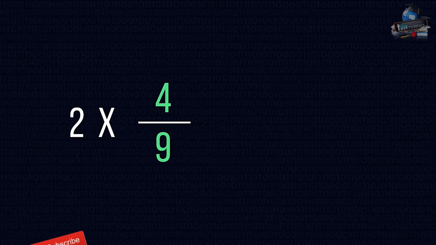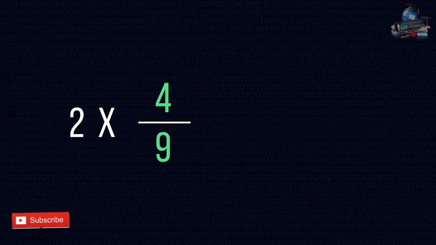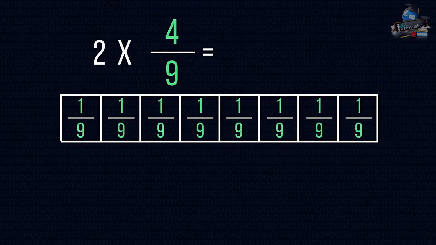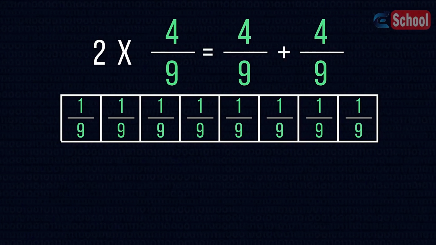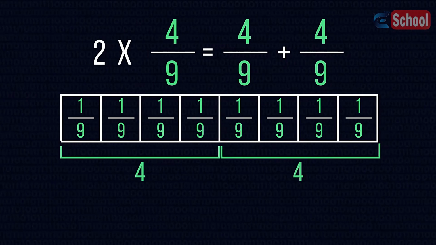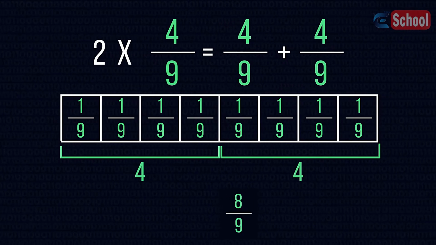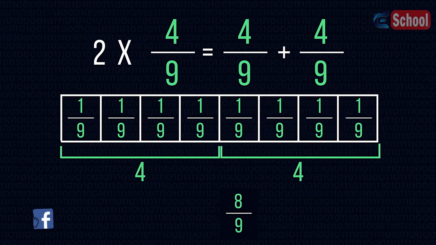Consider 2 times 4/9. Because basic multiplication is the same as repeated addition, this is the same as 4/9 plus 4/9. From the diagram, we can see that this gives us the fraction 8/9, because we have 8/9.